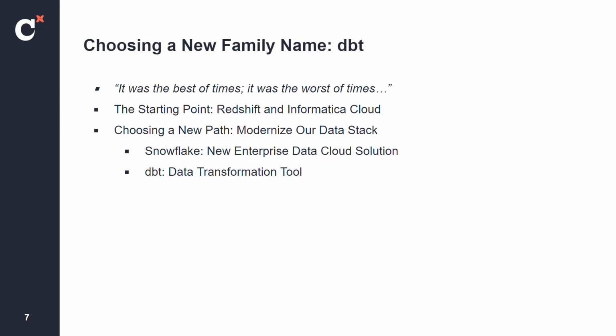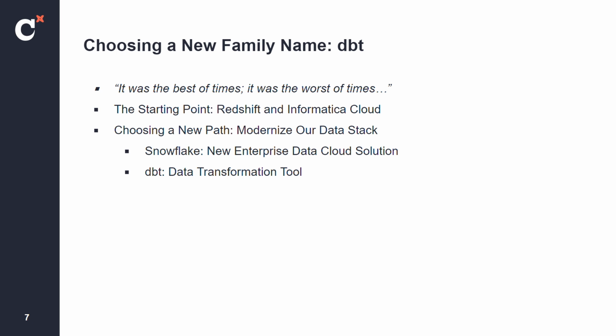So here is choosing a family name. The family name we're talking about here is DBT. It was the best of times and it was the worst of times. When I started out with Pacific Life, we already had Redshift and Informatica Cloud up and running. The reason it was the best of times is because it was up and running. But the worst of times is that every night we have to worry about the SLA. Are we going to meet our SLA? Are we going to make it or not, right?